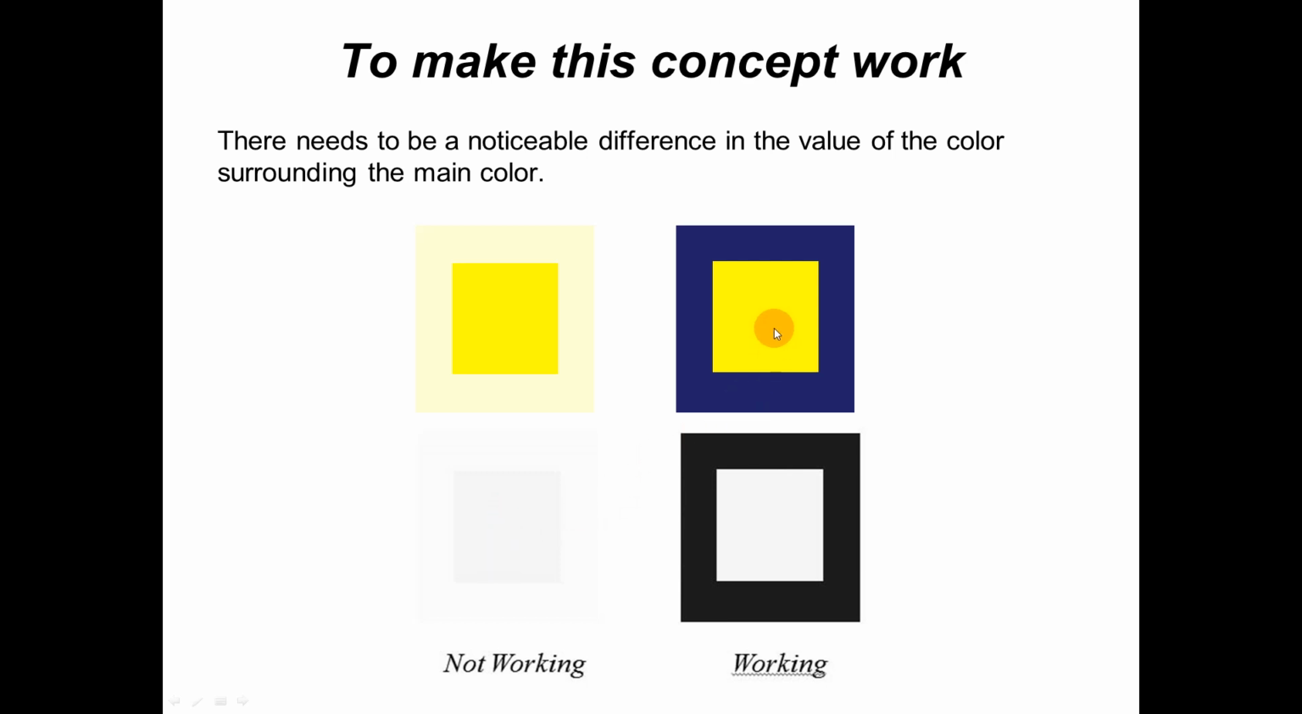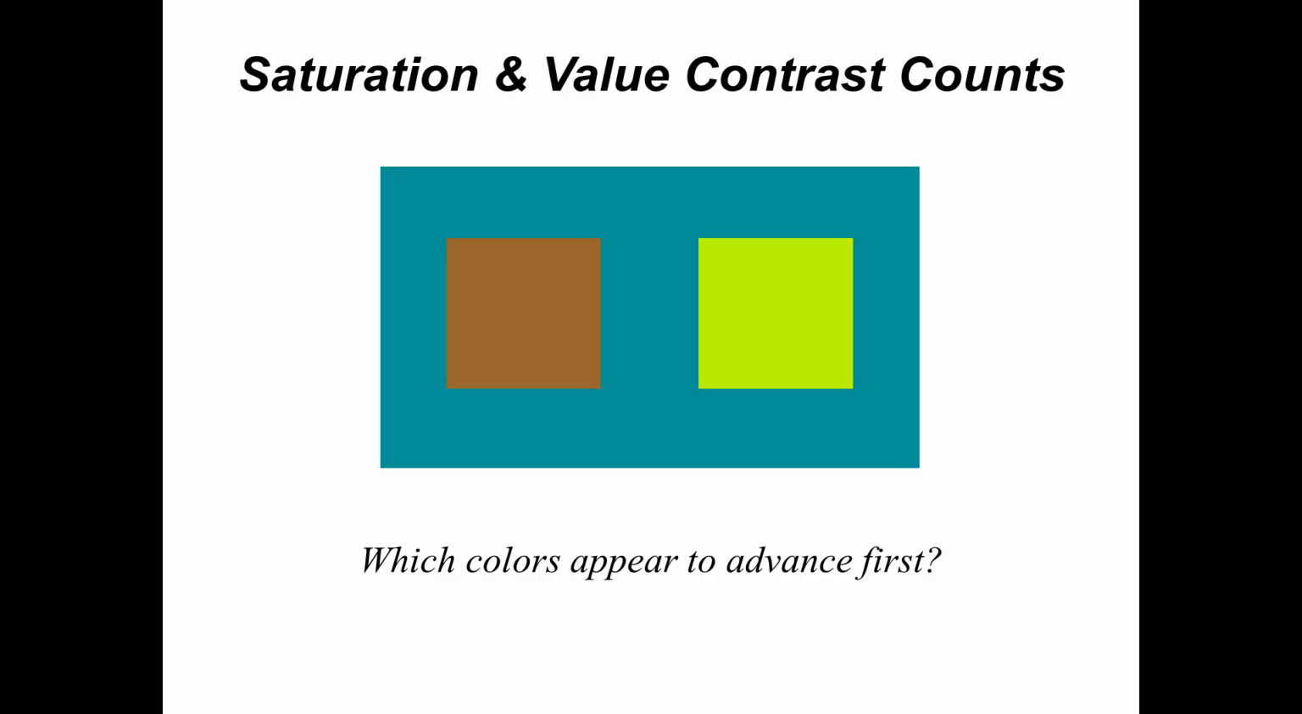We have the same hue of yellow here, but it's surrounded by a shade of blue. And when we strip the color out and look at the inherent value, you can see how much that yellow just pops out. So, to repeat, the second thing you need to have in place to make this concept work is there needs to be a noticeable difference between the value of the main color and the colors surrounding it. So, which color do you see first?